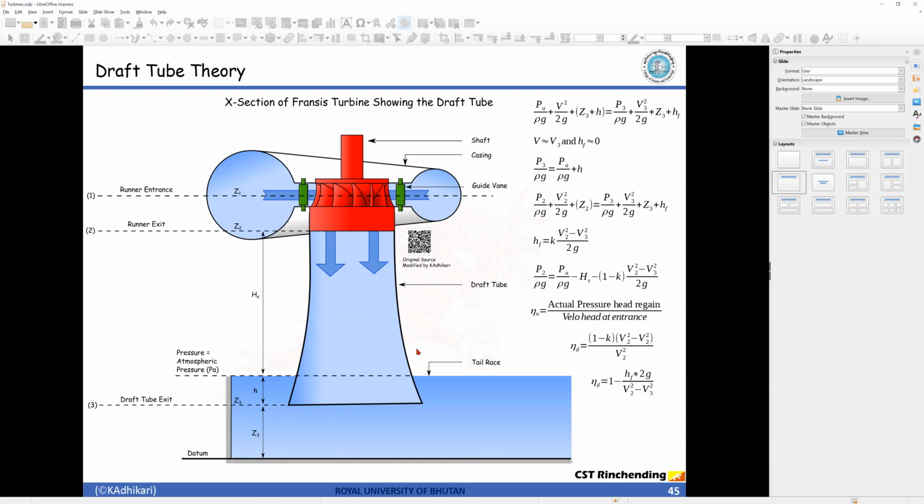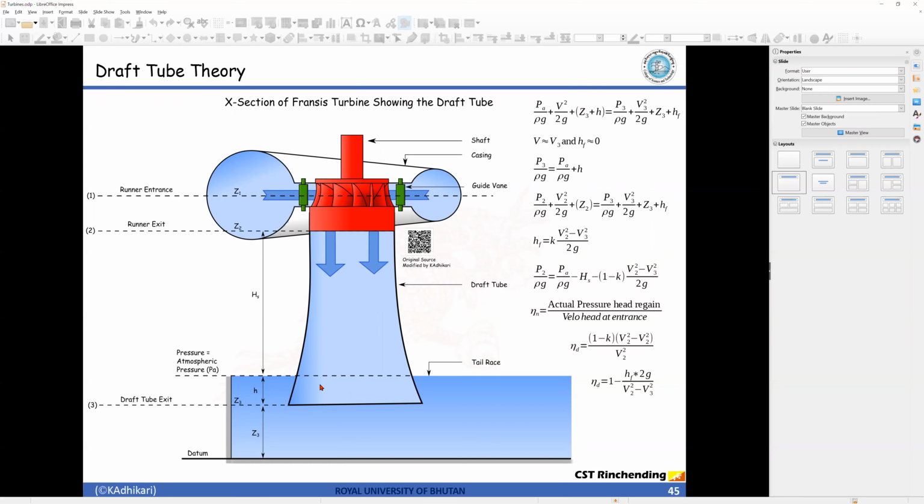Since this distance is very small, we can assume that the velocity at this section and the velocity at the exit section are more or less the same, and the frictional loss is negligible. So if v and v3 are the same, we can strike them off, and hf is 0. That's an assumption. From this expression we get that the pressure at the exit equals the atmospheric pressure head at this point plus h, right? So that is the total pressure head at the exit level.